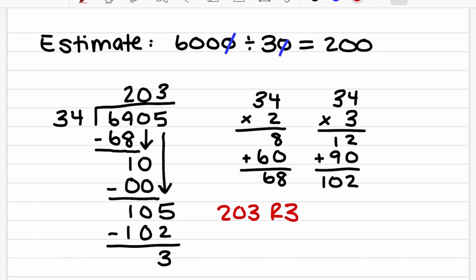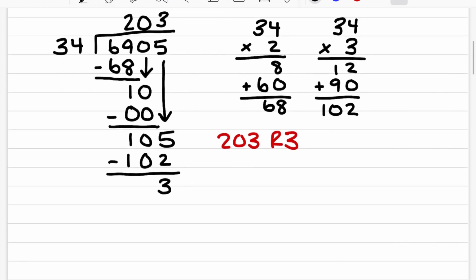Now, if you don't want to do long division, because this is multiple choice, you can do a guess and check. So we'll do that next. Instead of doing the division, we can take an answer that we think is right, multiply it by 34, and see what we get. So we'll take 203 and multiply it by 34.